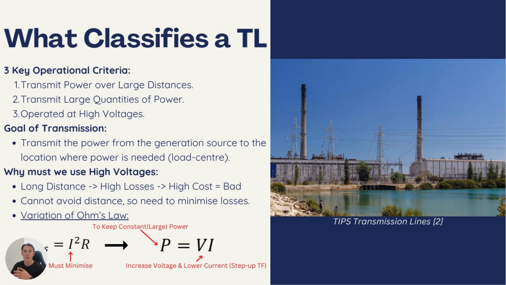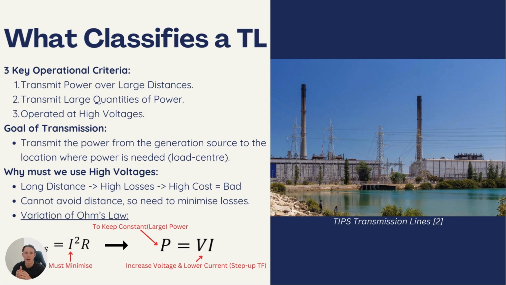So as you can see by these few equations here, power loss is essentially equal to current squared times R, where R is resistance and I is current. So as the current is a squared variable, we have to really minimize this in order to minimize our losses.